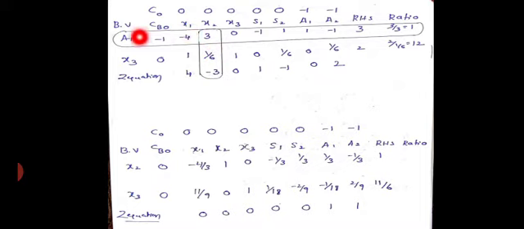With respect to this row, my key column element is 3. With respect to this, my key column element is 1 by 6. 3 divided by 3, if you do it, equals 1, and 2 divided by 1 by 6, you are going to get 12. And the least positive value among these is what? 1. This row is now the leaving variable or key row. And the intersection of these two is the key element, that is 3 is the key element now.